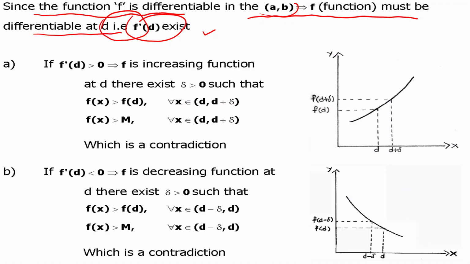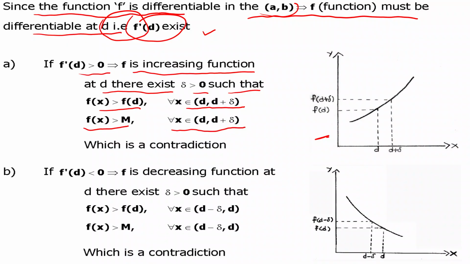First case, you can see the graph here: f'(d) greater than 0, that is the function f is increasing at d. There exists delta greater than 0 such that f(x) is greater than f(d) for all x belonging to (d, d plus delta). So f(x) is greater than capital M, since I have substituted the f(d) value, for all x belonging to (d, d plus delta), which is a contradiction, because capital M is the supremum but the function value is greater than capital M. It is not possible, therefore it is a contradiction.